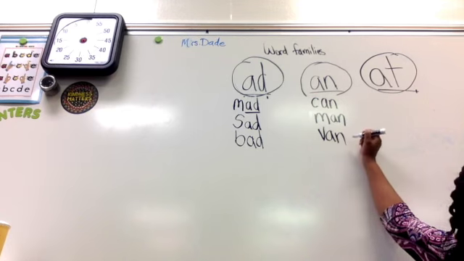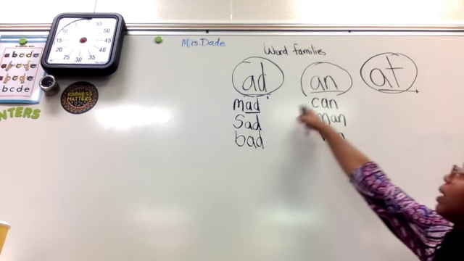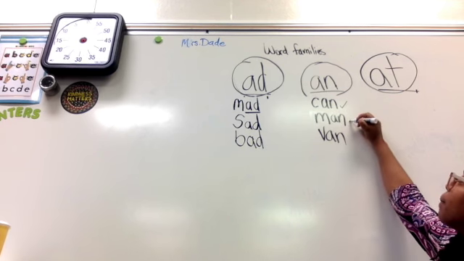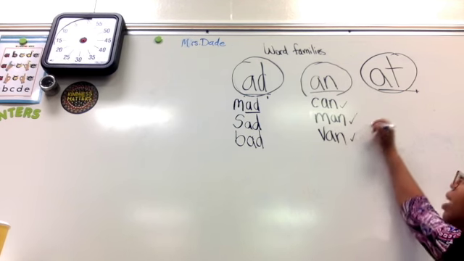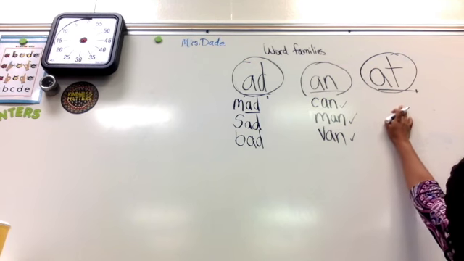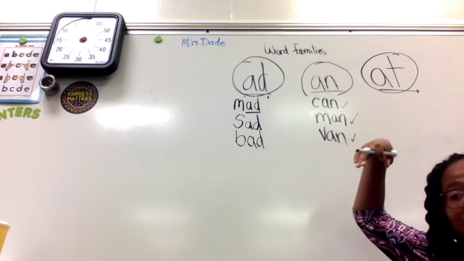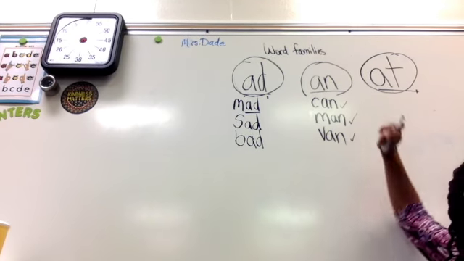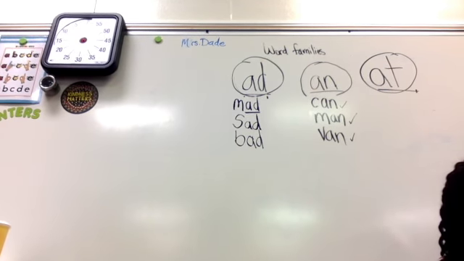V-A-N. Now look, we did the add family. Now we learned about the and family. Give me this word. This was can. Man. Van. The last family we're going to talk about is what we did last week. It was the at family. All right, at. Remember, it's at. All right, give me a word that was in the at family. What do you have? Cat.